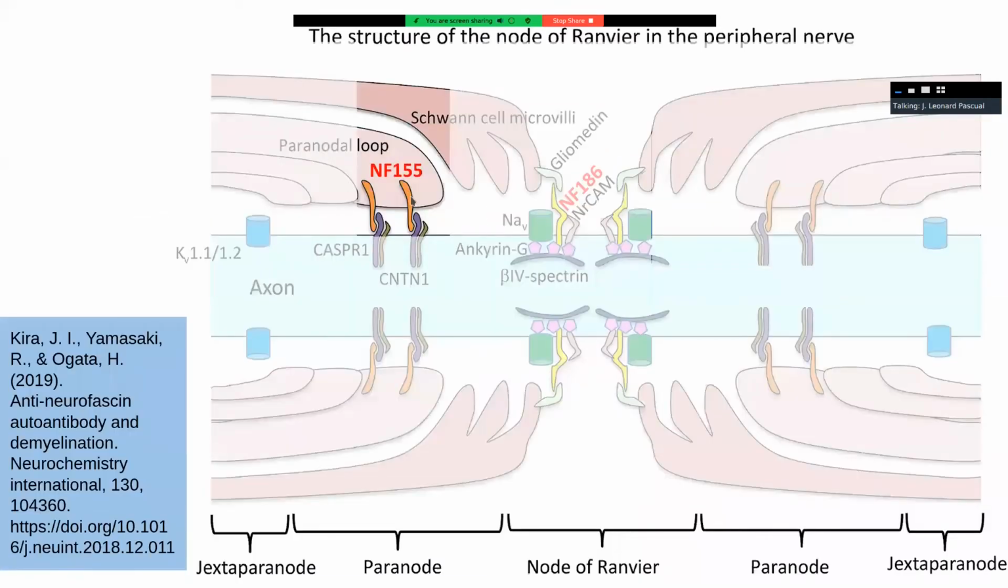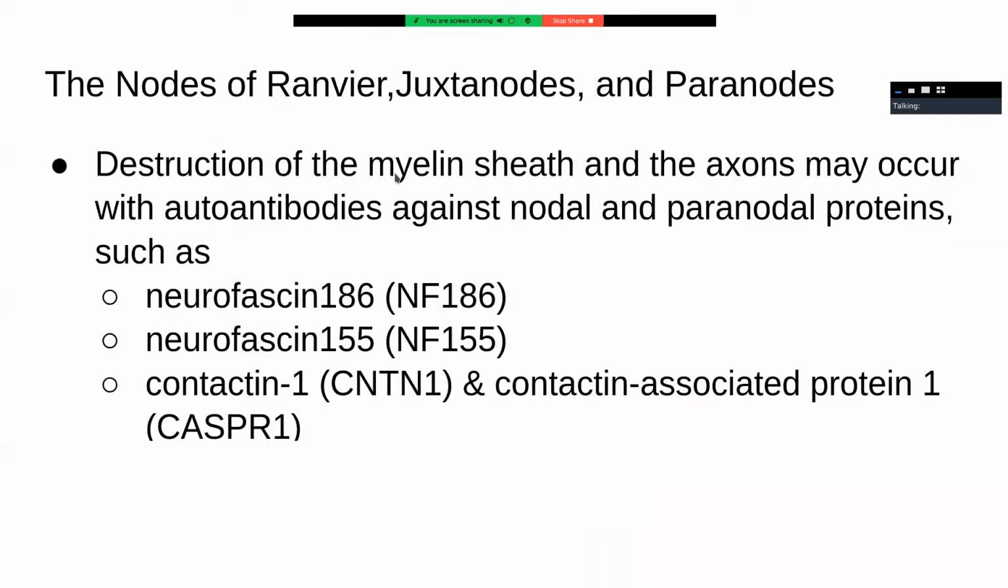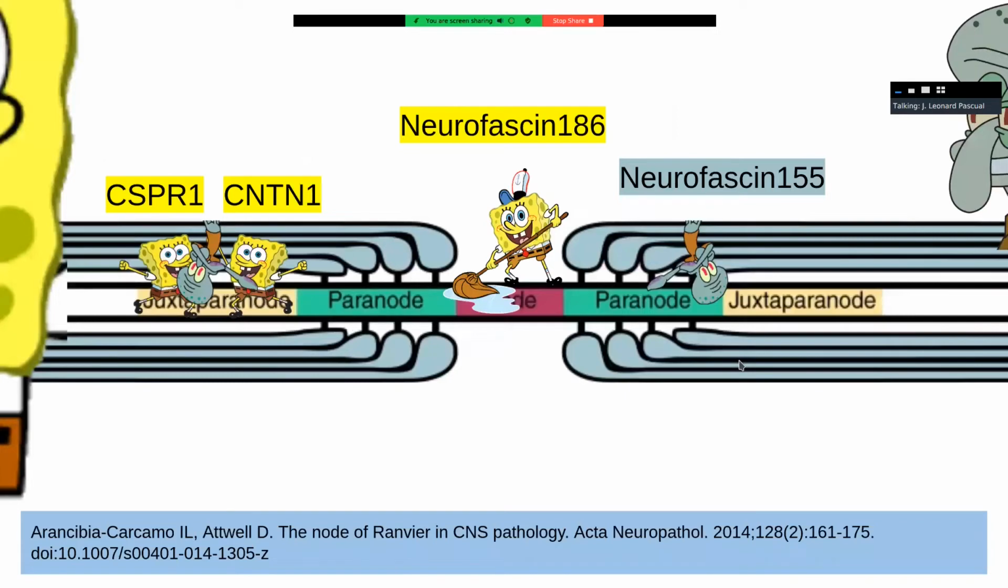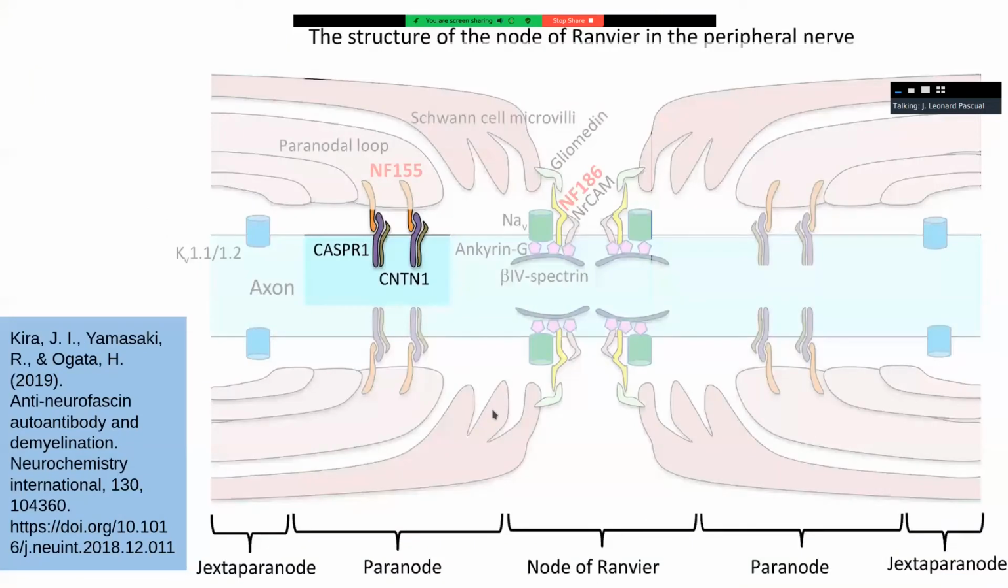So that's NF155 coming out from the Schwann cell over here, touching on a protein coming out from the axon. So those proteins coming from the axon this time are contactin 1 and the Casper1, the contactin associated protein 1. So they are from the axon's juxtaparanode and they interact with the neurofascin 155. They annoy it. Okay, so here is the biochemical picture of it.